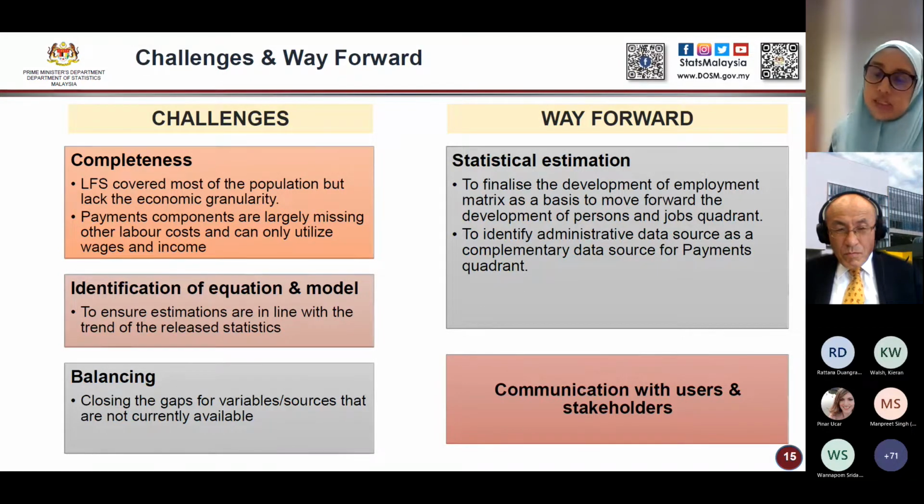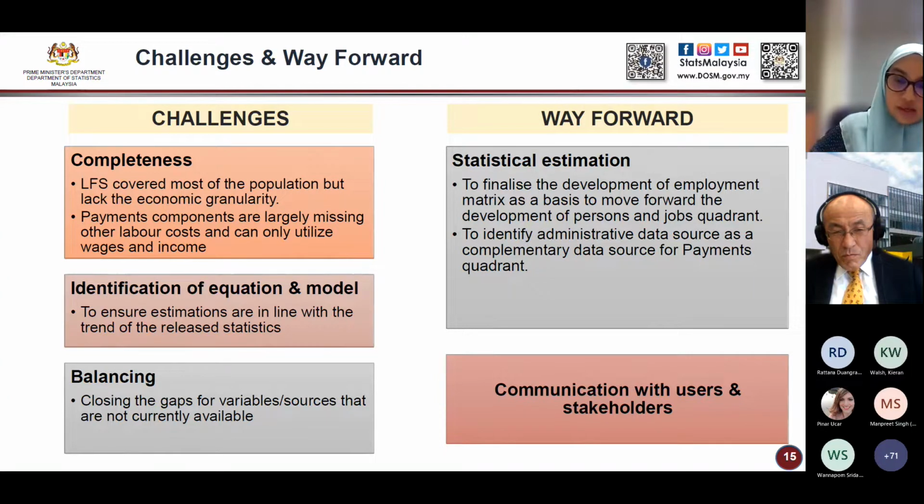Now, as for the way forward, in terms of the statistical estimation, we are trying to finalize the development of the employment metric as a basis to move forward the development of the persons and jobs quadrants for Malaysia. So we are going to focus on that, and we will reconcile the persons quadrant with the employment metric, and also identify administrative data sources as a complementary data source for the payments quadrant.